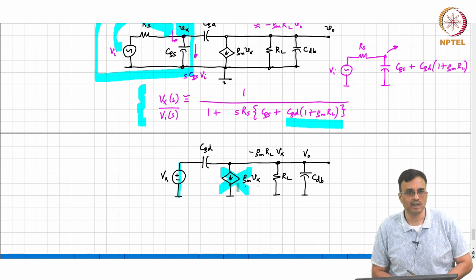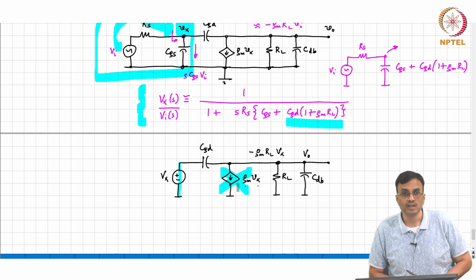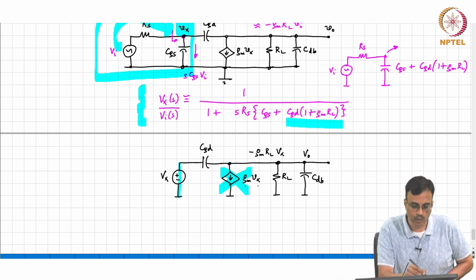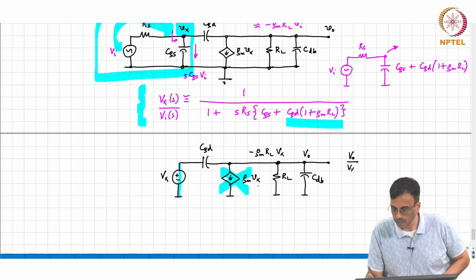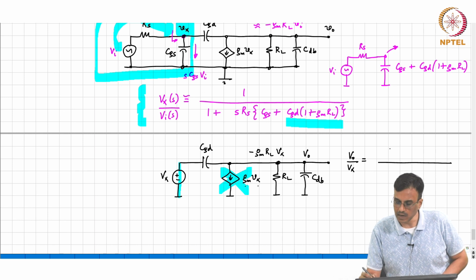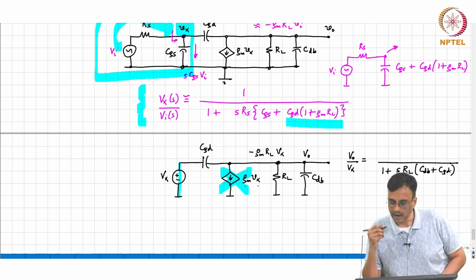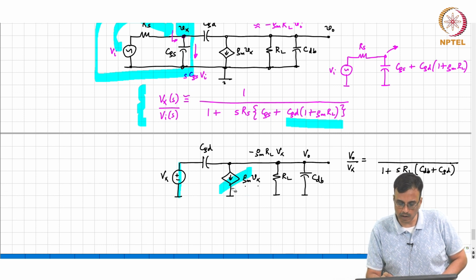So, basically, the time constant that the circuit is associated with is RL times CDB plus CGD, right. So, therefore, Vo by Vx must be equal to, the denominator polynomial must be 1 plus S RL times CDB plus CGD, correct. And do we expect to see a numerator polynomial or no?